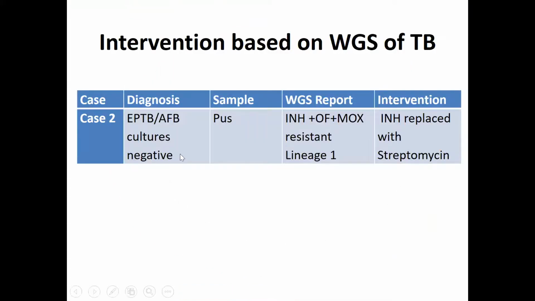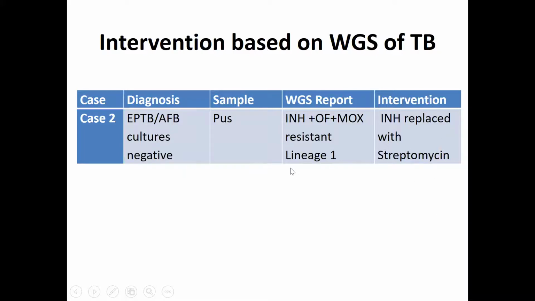And what was the intervention? Extrapulmonary tuberculosis, cultures were negative, so you don't have a culture to do a DST. Pus sample was present. We did the whole genome sequencing. We found that isoniazid, ofloxacin, and moxifloxacin were resistant. The isolate was lineage 1. And the intervention was INH was replaced with streptomycin.